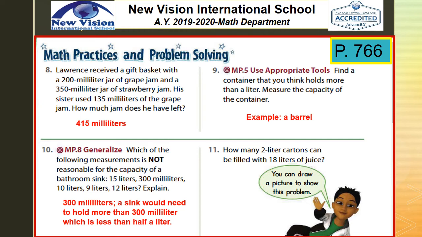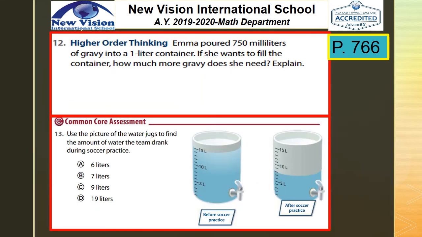How many 2-liter cartons can be filled with 18 liters of juice? You can draw a picture to show this problem, but you can also just use an equation. How many? Okay. So the answer is 9 cartons. Very good. That's just 18 divided by 2 is 9. Very good. Next we have number 12, the higher order thinking.